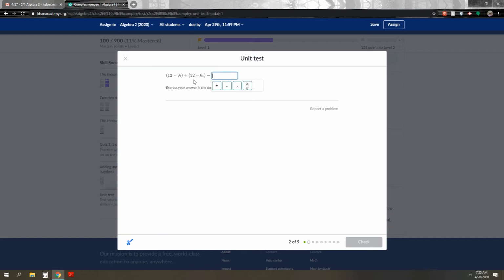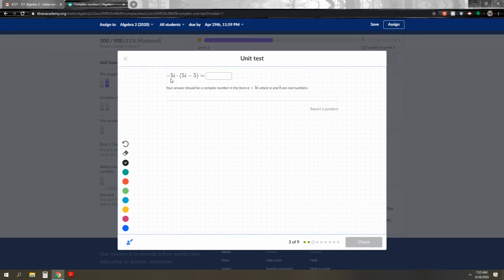Addition, right? Remember, you're just adding the real part to the real part. Okay, so we're getting 44 negative 9i minus 6i minus 15i.